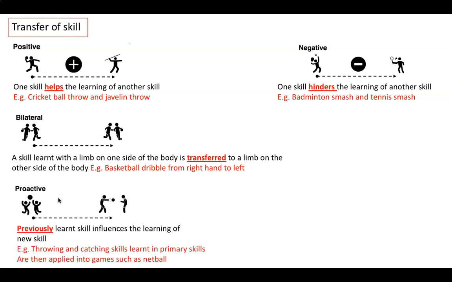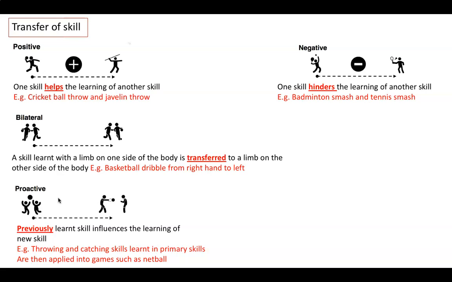Then we have proactive transfer of skill. Try and think of the P at the start of proactive, and the linking word here is previously: a previously learnt skill influences the learning of a new skill. So the P for proactive, think of proactive, P, previously, okay? So a previously learnt skill influences the learning of a new skill. For example, throwing and catching skills learned in primary school are then applied into games such as netball. You could also have a goalkeeper in football doing a drop kick as a goal kick, which can be transferred to a drop kick in rugby.